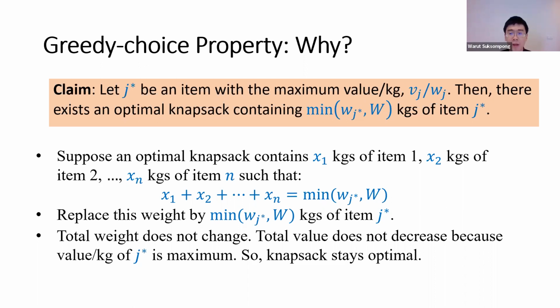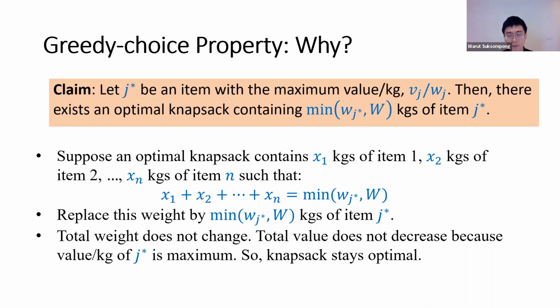And also the total value would not decrease, because if you replace, say, x1 kilogram of item 1 with x1 kilogram of item j*, because item j* has the maximum value per kilogram, your value would never decrease. You're looking at the same weight between item 1 and item j*. Item j* has to give you more value, or at least not less value, than item 1, also not less value than item 2, and so on. So we can afford to replace all these other items by the same weight of item j*, so the knapsack would stay optimal.